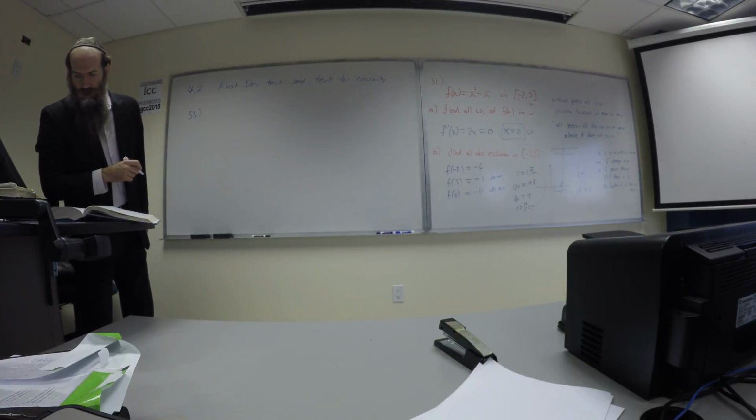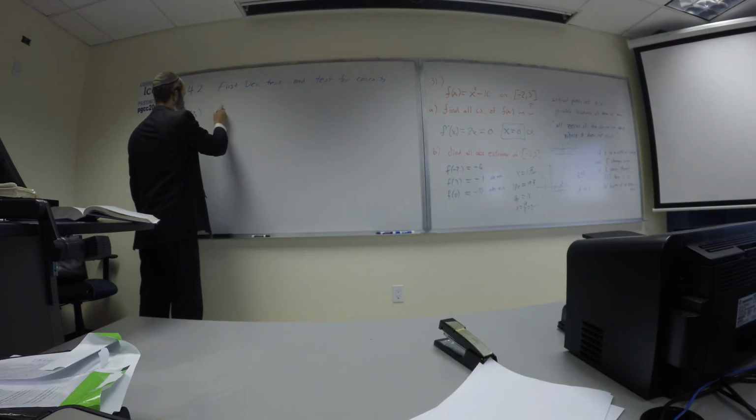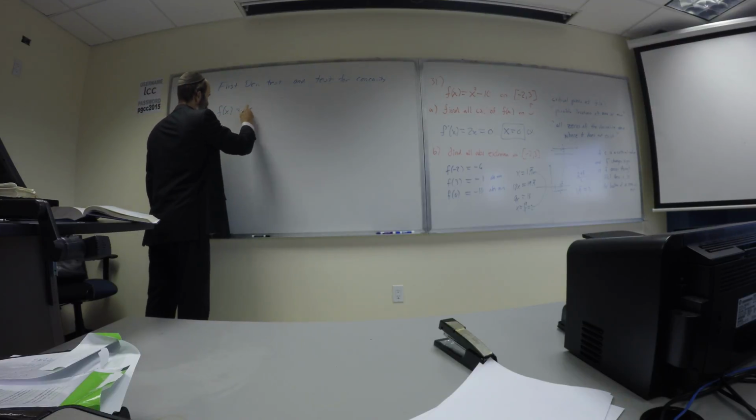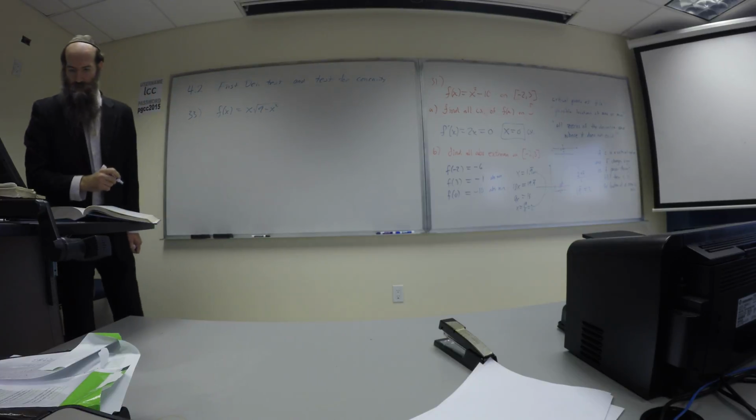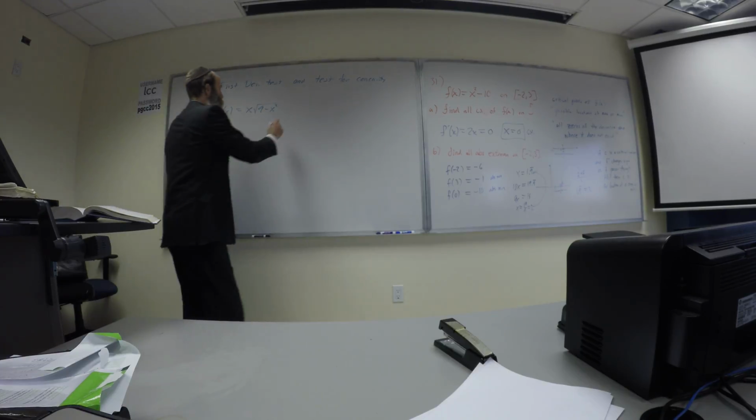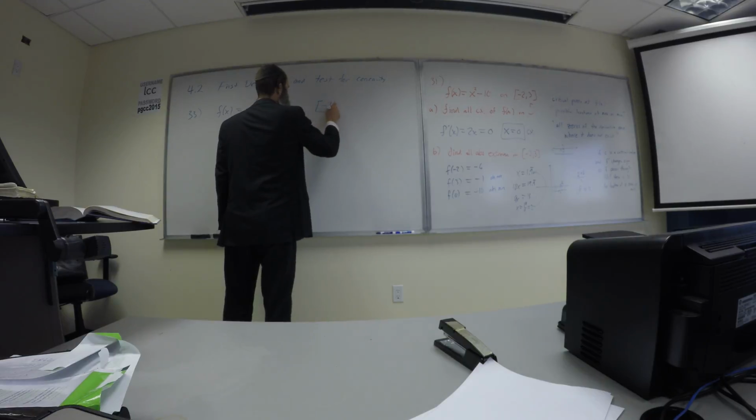x times the root of 9 minus x squared. Am I going too fast? Good. On the interval -3 to 3.